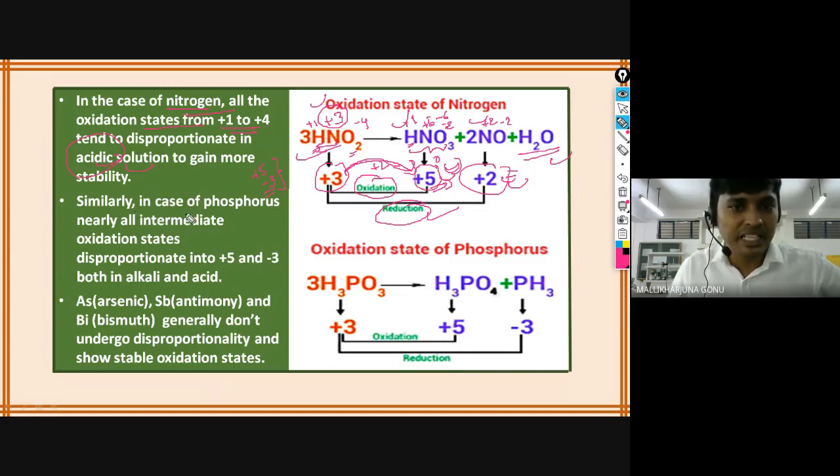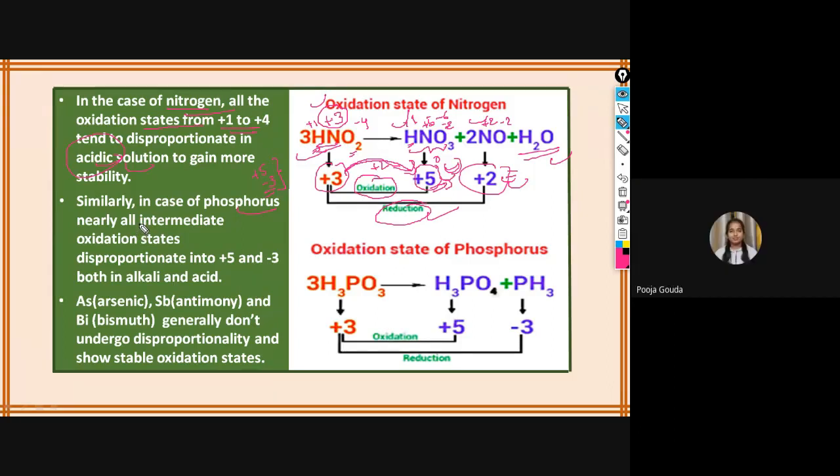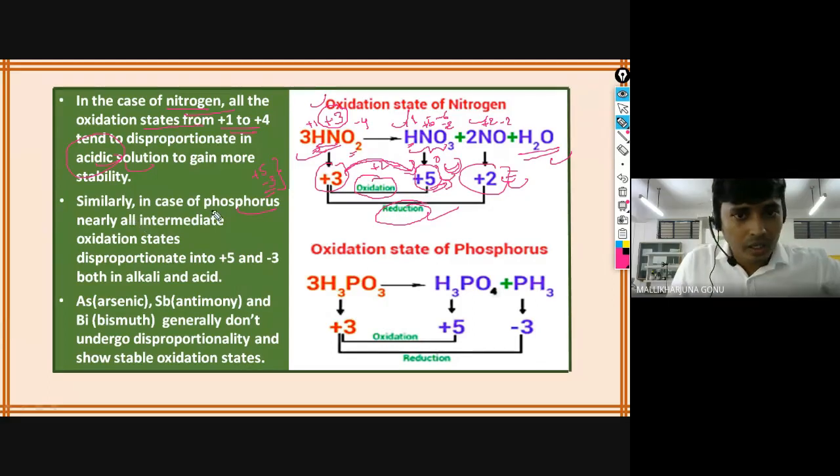The same case in the case of phosphorus also. Now I hope my voice is clear. Pooja, is today my voice clear? Yes, sir. Okay. So in case of phosphorus, nearly all intermediate oxidation states disproportionate into +5 and -3.